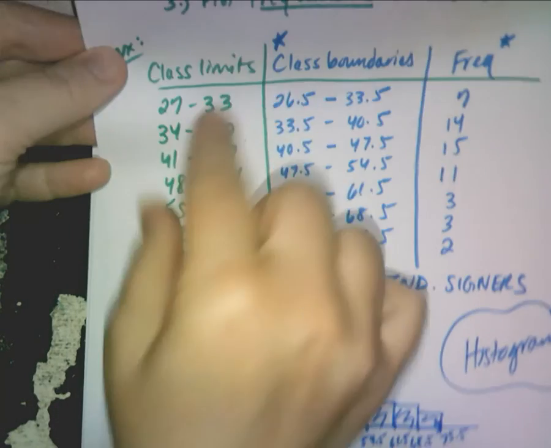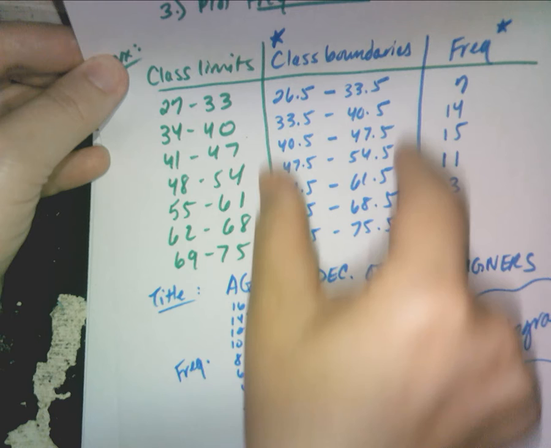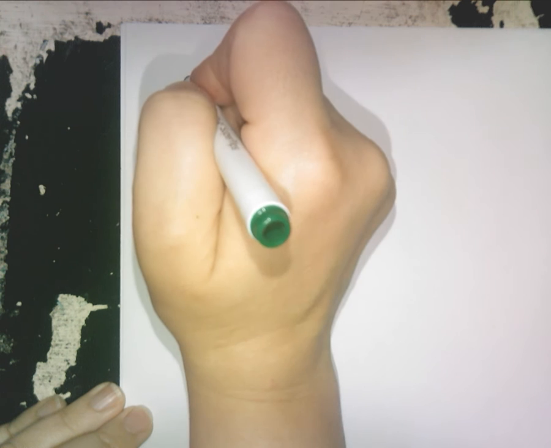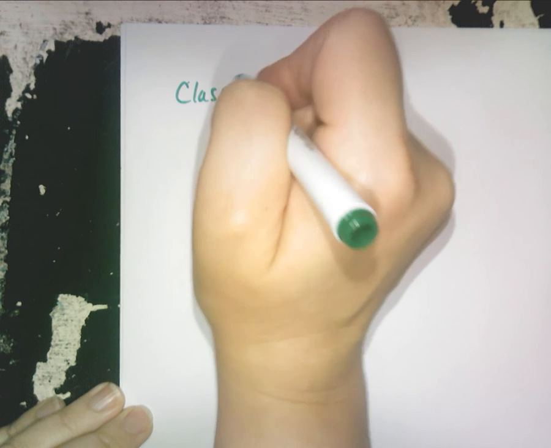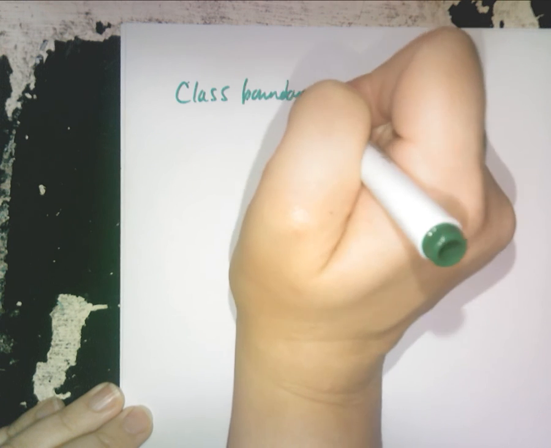Okay, take this same information. They're going to give you these class limits. You have already found the boundaries. And we're going to do now a frequency polygon. So we have our class boundaries. We're going to do it for the same thing.